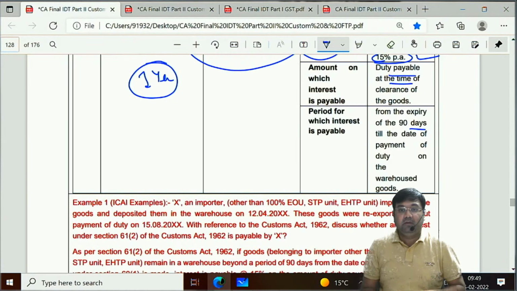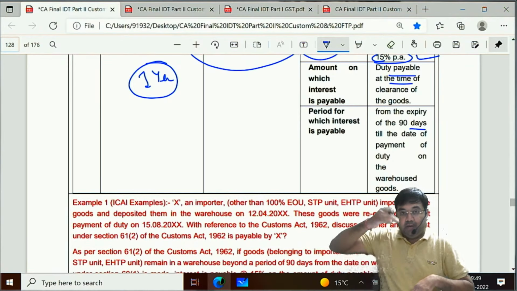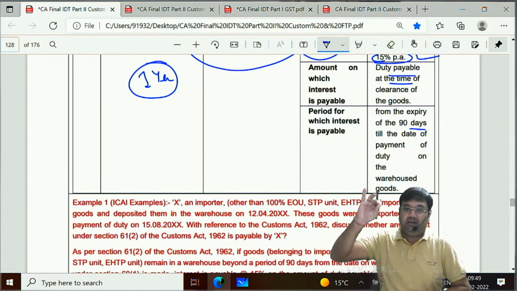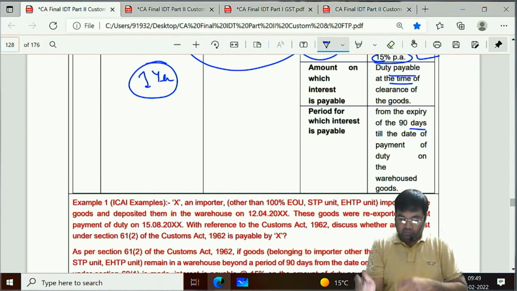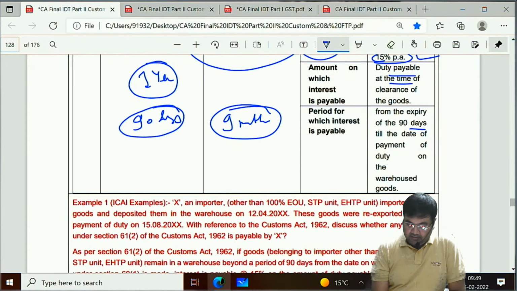When is he going to pay? When he is going to clear the goods, of course, duty is going to be calculated, and if the goods are deposited in the warehouse for more than 90 days, then beyond 90 days he is going to pay the interest, not for the up-to-90-days period. So he deposited, let's say, for 9 months. Up to 90 days he is not supposed to pay any interest. After that we calculate how many days are beyond 90 days, and on that he is supposed to pay interest at the rate of 15% per annum on the duty amount.